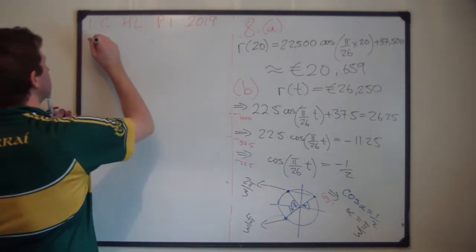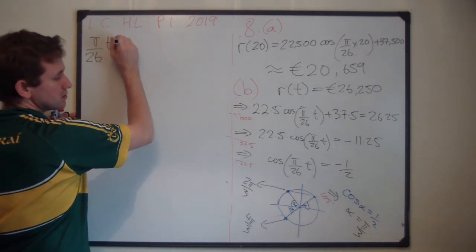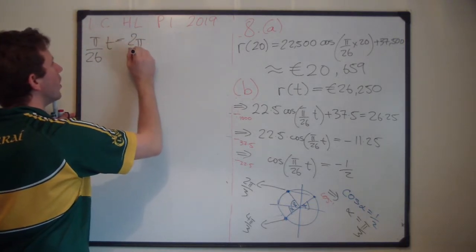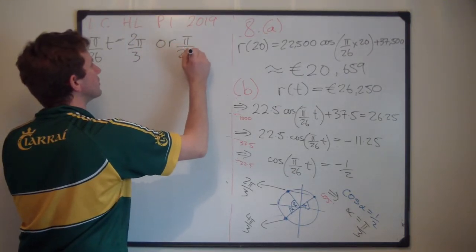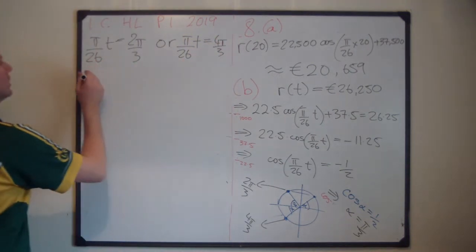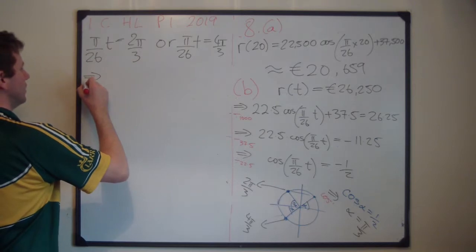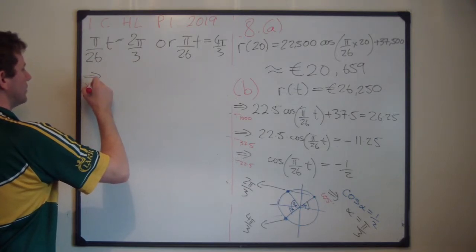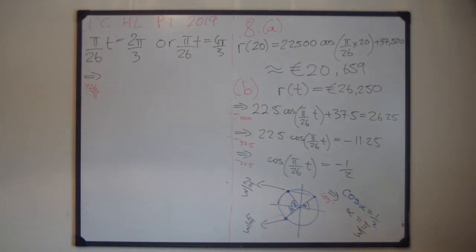So I get pi over 26 t is equal to 2 pi over 3, or pi over 26 t is equal to 4 pi over 3. Here what am I going to do? I'm going to divide both sides by pi and multiply both sides by 26. So I'm going to multiply by 26 over pi, which is the same as dividing by pi and multiplying by 26.